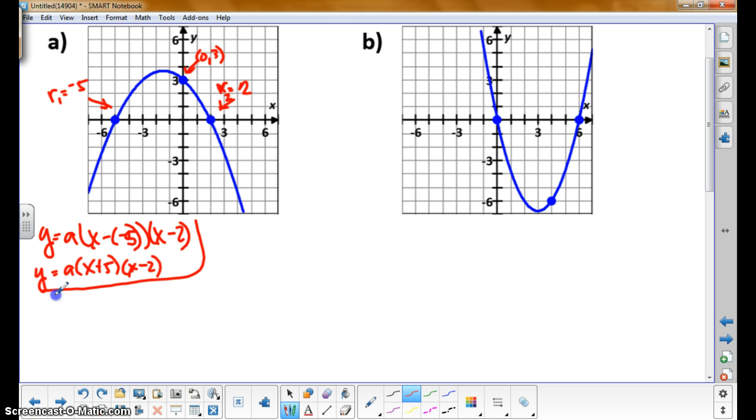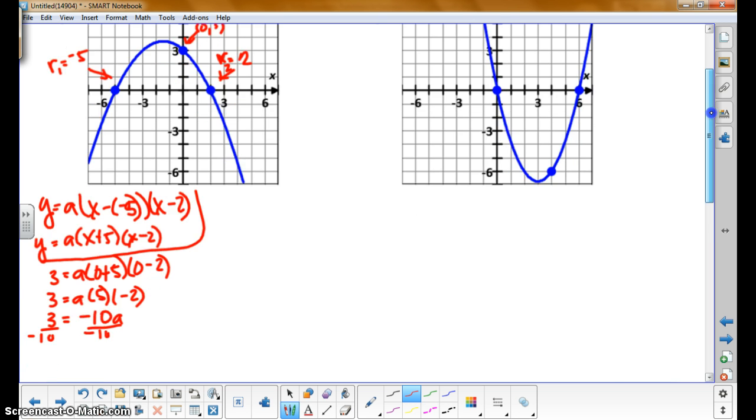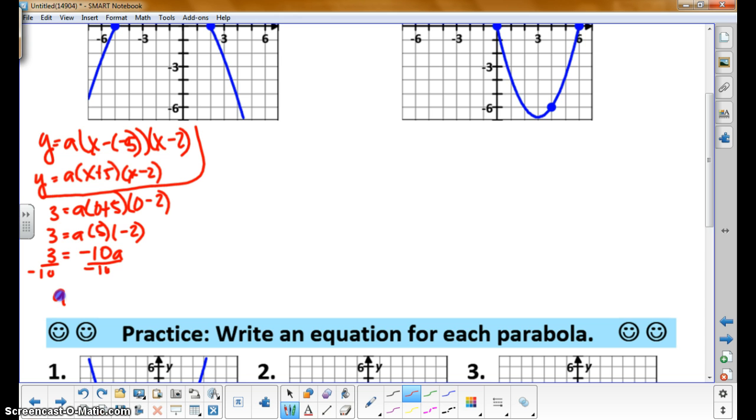So our y value is 3, and our x value is 0. And what we're left with is an equation that's all numbers except a. So we can go ahead and solve for a. This is 5, and that's -2. So 3 is equal to -10 times a. Divide both sides by -10, and we get a is equal to 3 over -10.